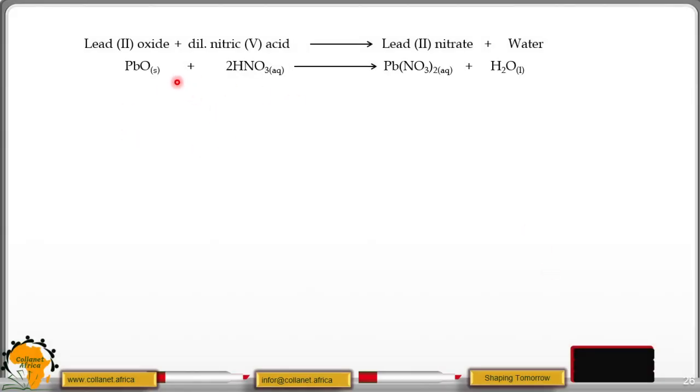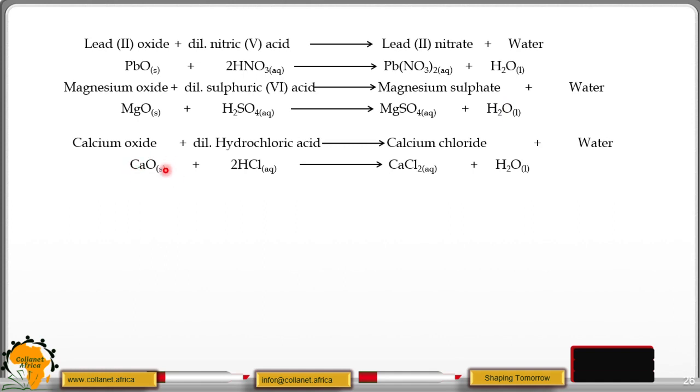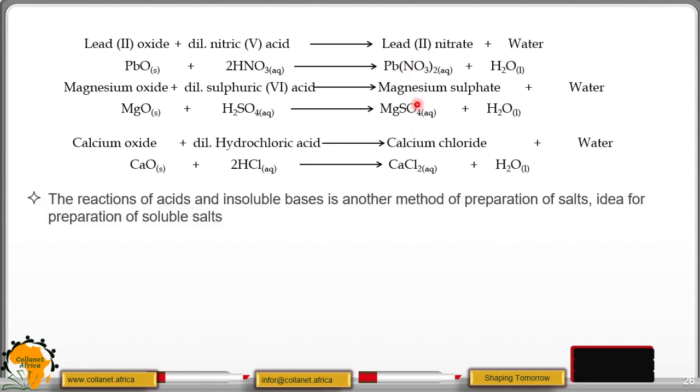These are the equations that are involved. A base, which is lead oxide, plus nitric acid forms lead nitrate plus H2O. Lead nitrate is a soluble salt. Magnesium oxide plus sulfuric acid gives us magnesium sulfate, which is a soluble salt, plus water. Calcium oxide plus HCl gives us calcium chloride plus H2O. And all these are soluble salts. The reaction of an acid and an insoluble base is another method of preparation of salts, which is ideal for the preparation of soluble salts.